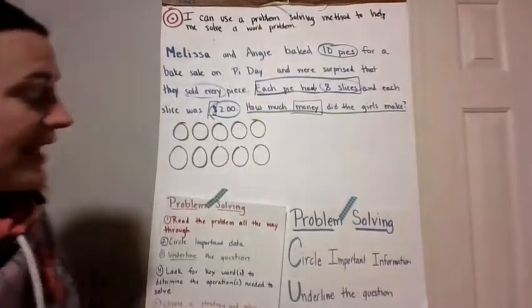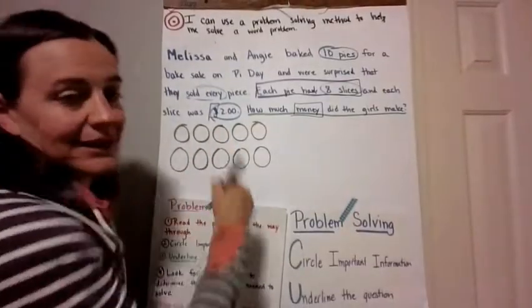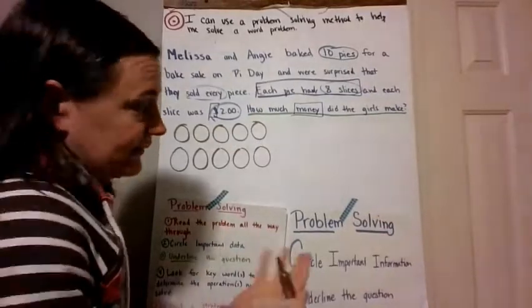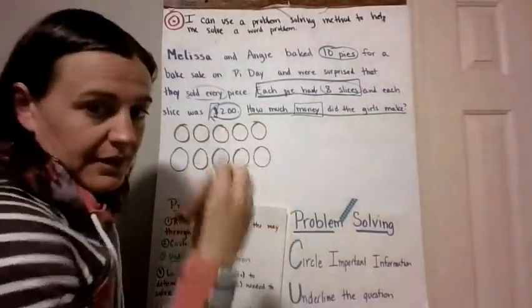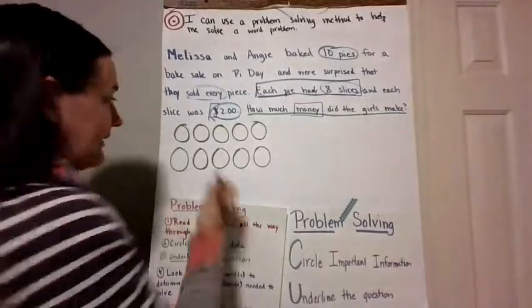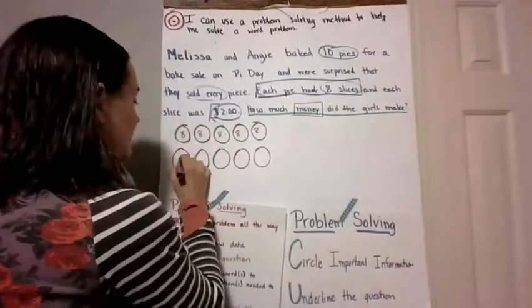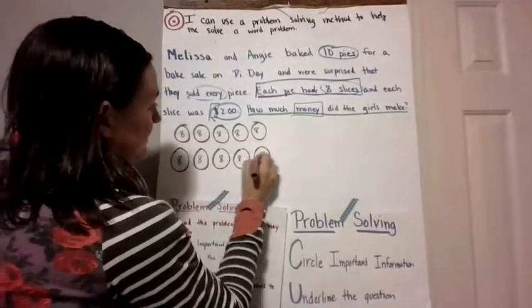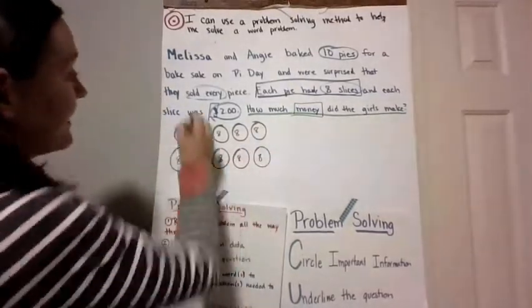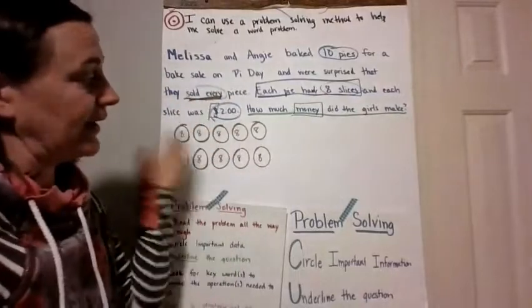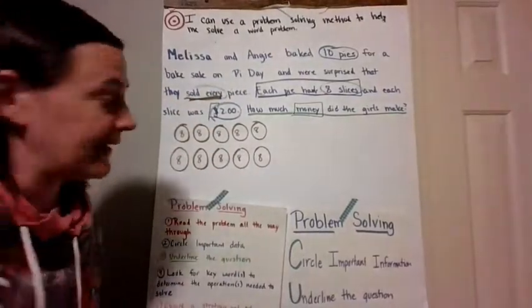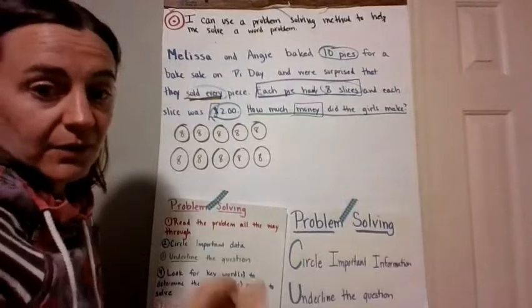I know that each pie was cut into 8 slices. Now I could sit here and I could make it into a fraction, cut them all, but I don't need to do that. I can just write 8 in between each one. So I know each of these has 8. Now in the problem it said they sold every single piece, so I know that every single one of those 8 slices from every single one of those 10 pies was sold.